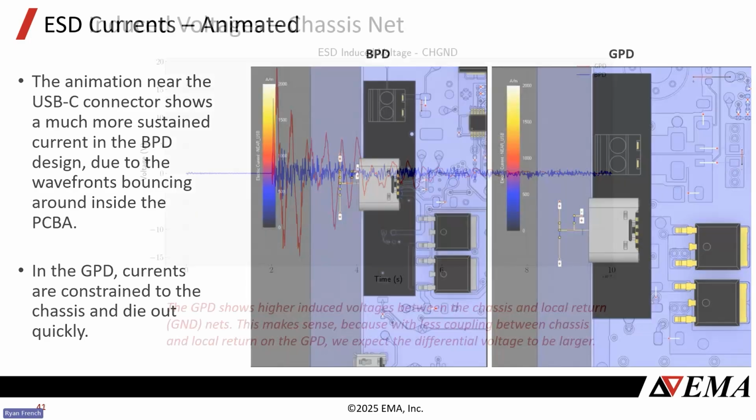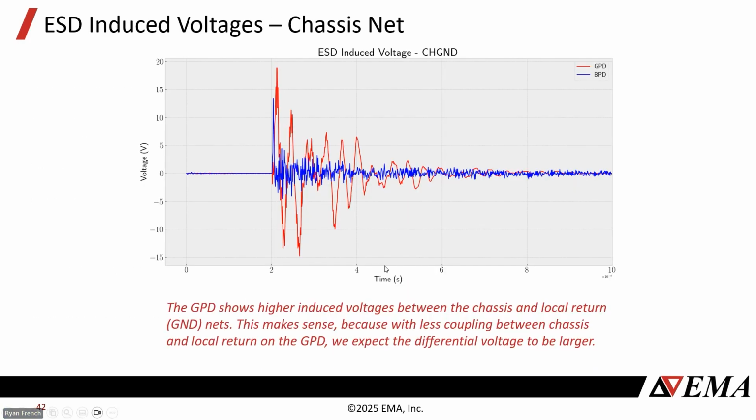And indeed, looking at the plots, the good design in red, the difference between our chassis and our local ground, we have a much higher voltage for a longer period of time. That means the voltage is going to be located on that chassis and not so much on our local ground. Whereas the difference between chassis and local ground on the bad design is like 0 volts. So everything on chassis is pretty much everything on the local ground.